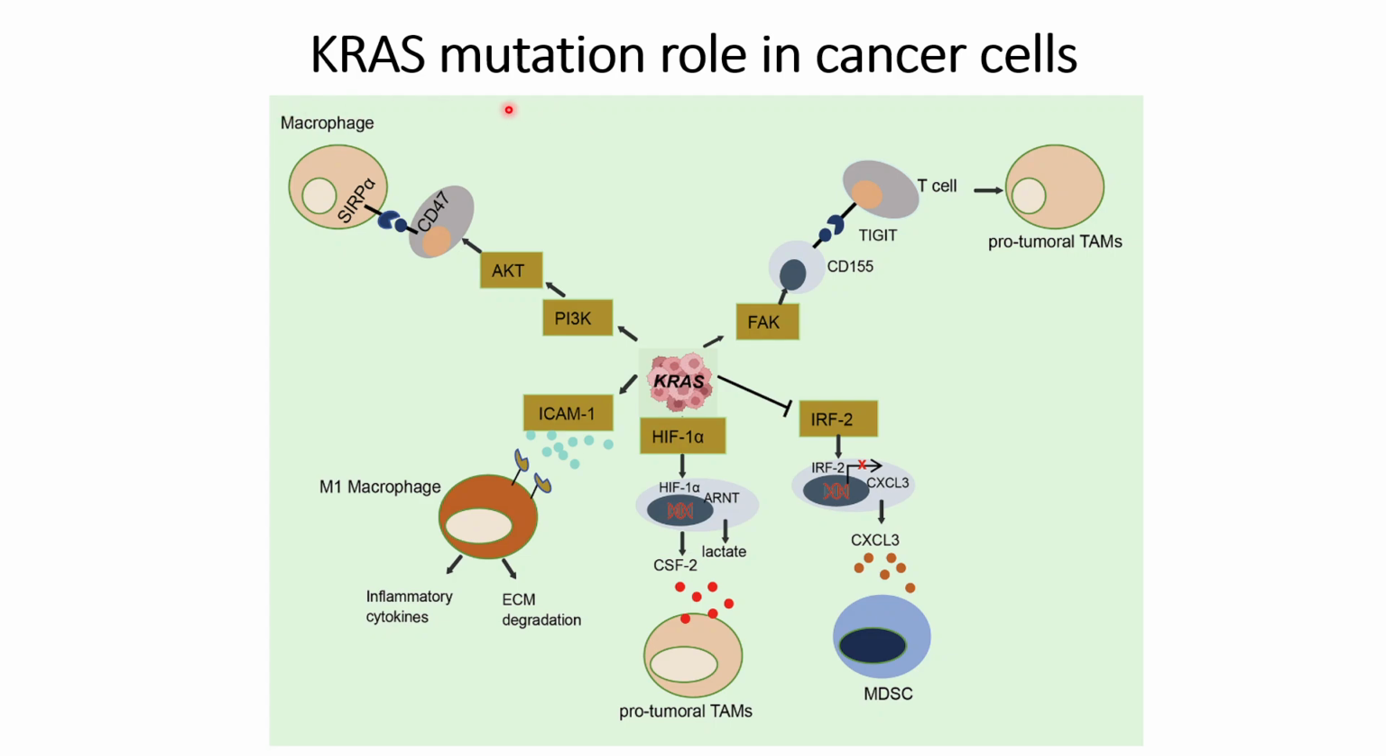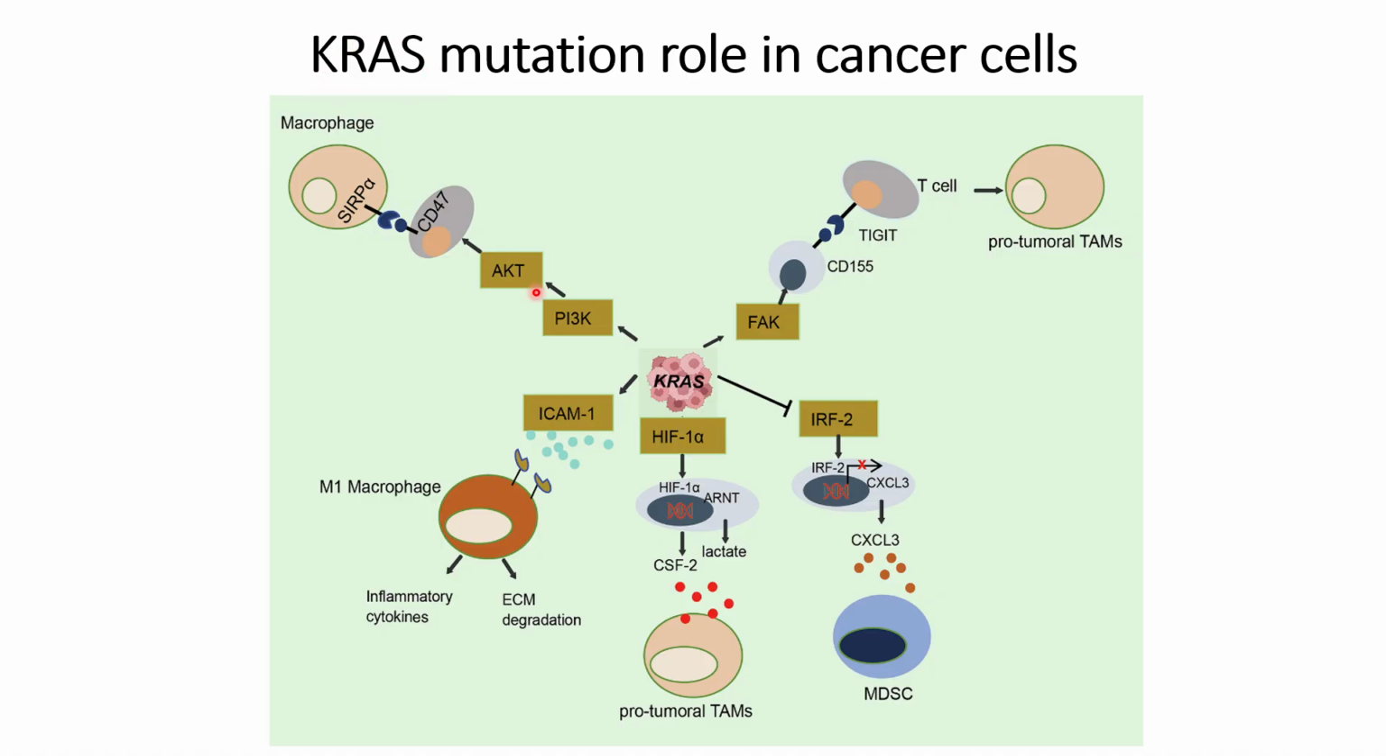In this video, we will discuss the role of KRAS mutation in cancer cells. As KRAS mutations are found in most cancers, especially in solid tumor cancers such as pancreatic cancer, breast cancer, and lung cancer, it is important to know the main roles this KRAS mutation plays that help in immune suppression or tumor progression.